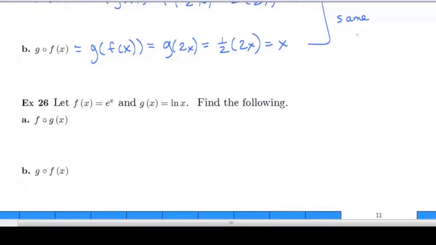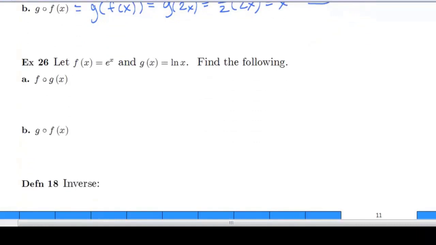Let's look at one more example here, example 26, and we've got the exponential function and the natural logarithm function. You should remember these from Tech Math 3. The exponential function is the number approximated by 2.718, this function e, raised to a variable exponent, and the natural log of x is its opposite or its inverse.